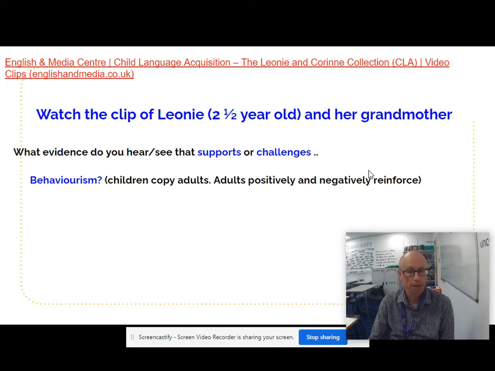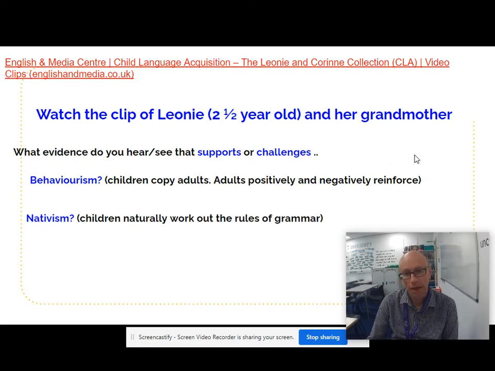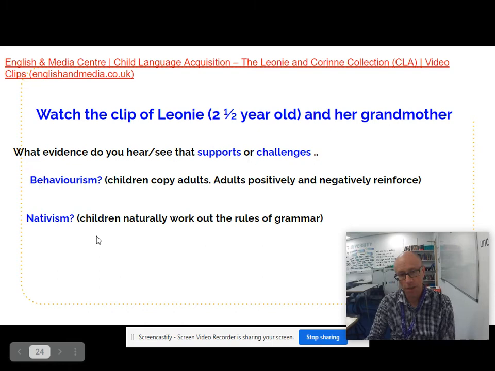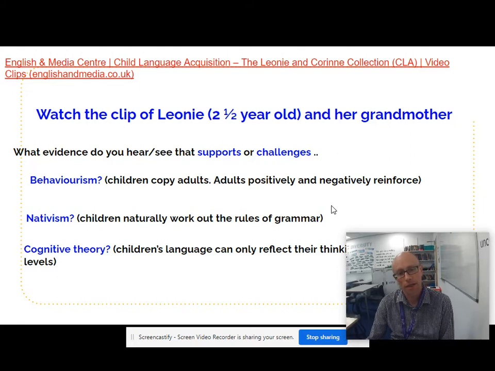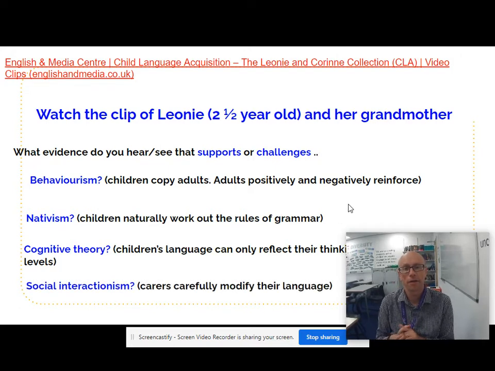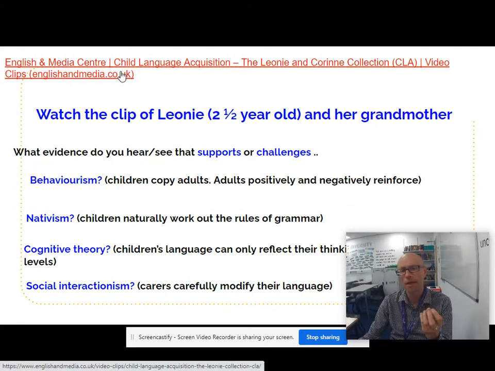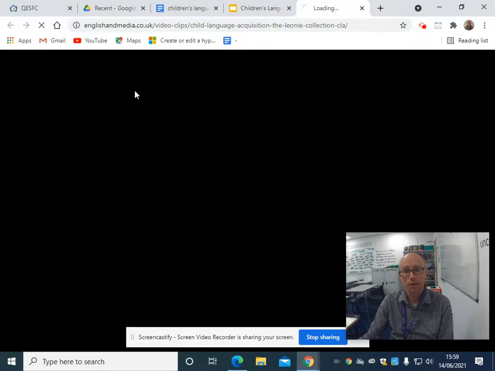So behaviorism, the idea that children are merely imitating adults. They just copy them and adults positively and negatively reinforce. That's behaviorism, as opposed to nativism. This is the idea that children naturally work out the rules of grammar. Thirdly, cognitive theory. So children's language can only reflect their thinking levels. And then finally, social interactionism. So carers carefully modify their language and children learn through being in social situations. So let's just watch the very beginning of this. And what evidence are you seeing that either supports or challenges these theories?